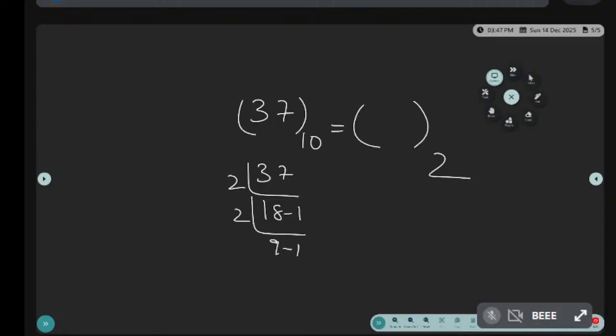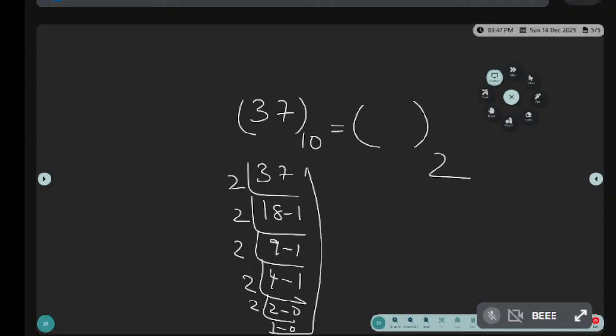Don't use power of 8, power of 2, power of 16. Don't use. 2 18 36, 1 2 0 0.